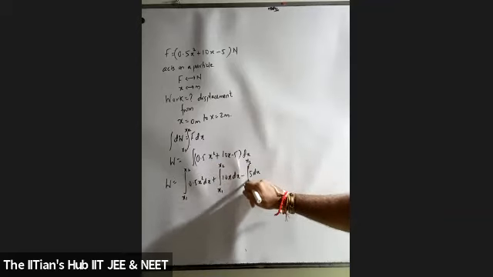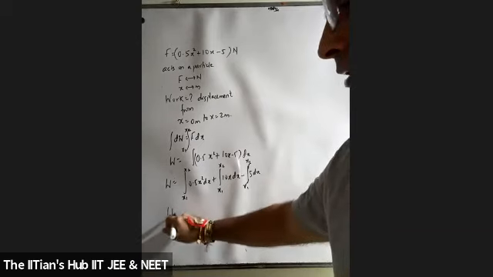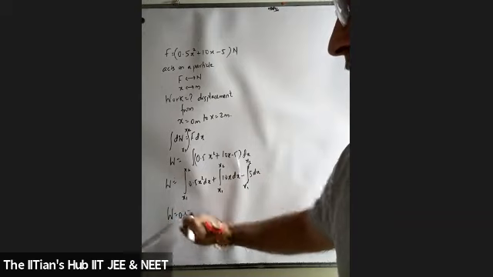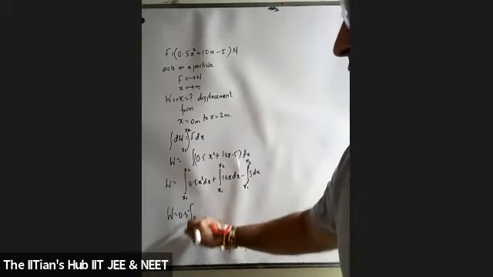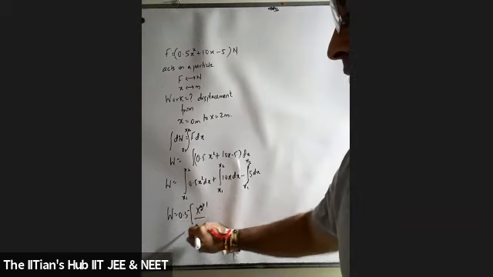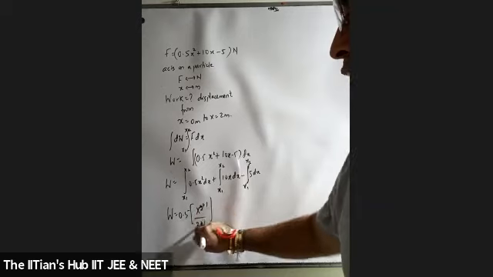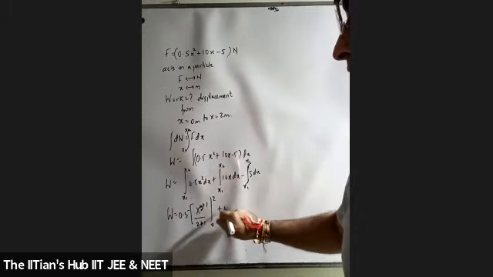Is this clear, students? All of you? Yes, sir. So here 0.5 is a constant times integration of x raised to n into dx, which is x raised to n plus 1 upon n plus 1, so it's 2 plus 1 upon 2 plus 1. Lower limit is 0, upper limit is 2. Plus 10 is a constant.